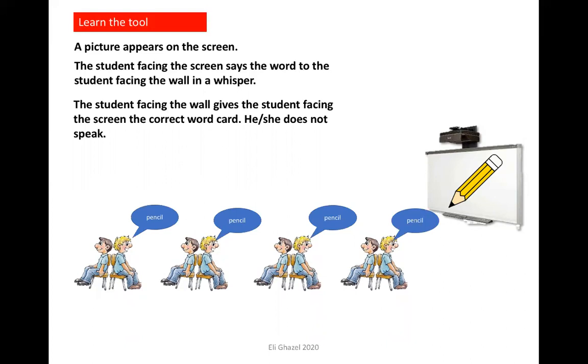So they don't speak. Remember, the student facing the wall gives the student facing the screen the word card so they can pass it behind them. But he should not be speaking, she should not be speaking, like this. So this is what we call an interaction tool. Whatever the student facing the screen says will cause a reaction in the student who is facing away from the screen.